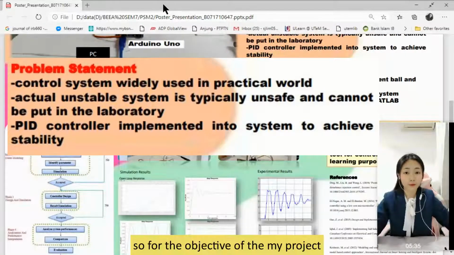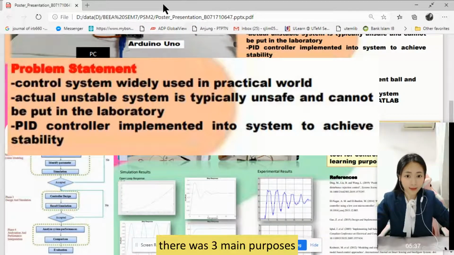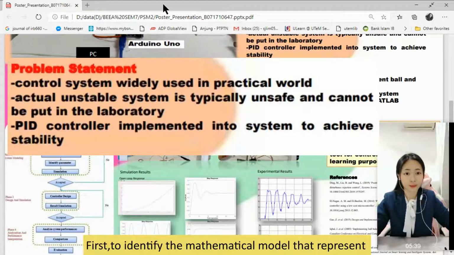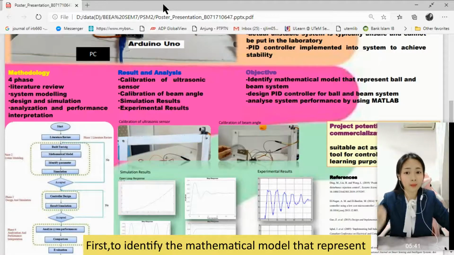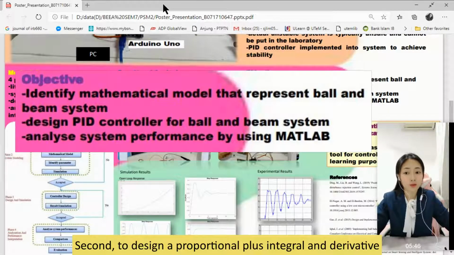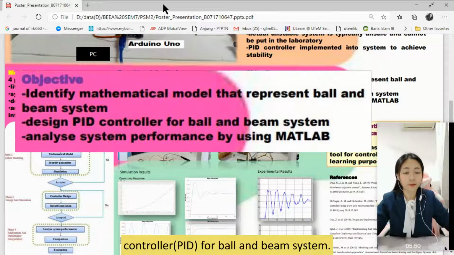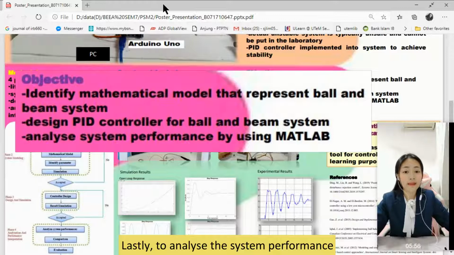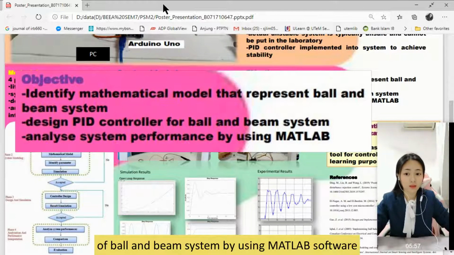For the objectives of my project, there are three main purposes. First, to identify the mathematical model that represents the ball and beam system. Second, to design a proportional plus integral and derivative controller, PID, for the ball and beam system. Lastly, to analyze the system performance of the ball and beam balancing system by using MATLAB software.